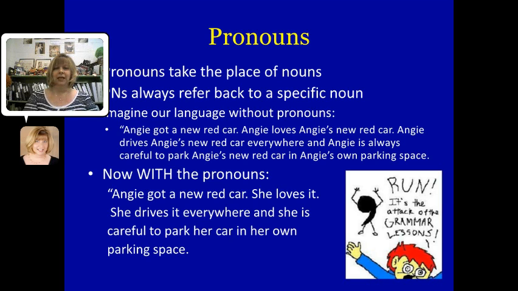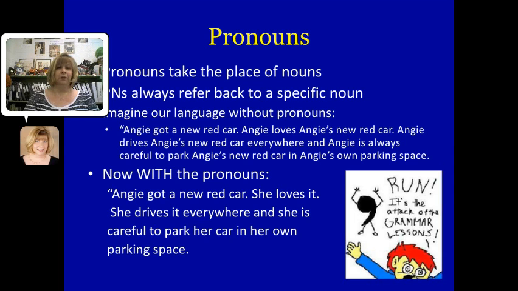Take the following sentence. Angie got a new red car. Angie loves Angie's new red car. Angie drives Angie's new red car everywhere, and Angie is always careful to park Angie's new red car in Angie's own parking space. Okay, kind of bulky and all of that unnecessary repetition.